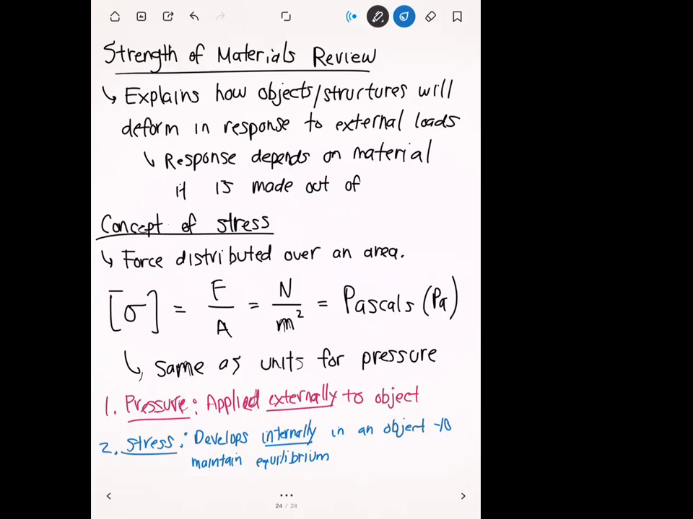If you think back to our first ANSYS activity, the stress field that we were viewing in that plate with the hole was developed inside the object in response to the loads and constraints that we placed on it. Any questions on this so far?